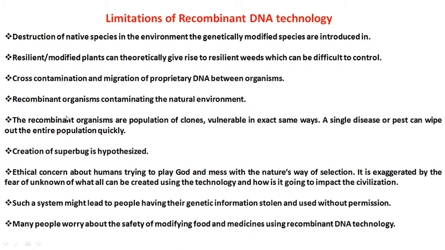Further, recombinant organisms can contaminate the natural environment. The recombinant organisms are populations of clones which are exactly the same. So if in a field you have grown hybrid plants, and any of those plants is infected by any virus or bacteria or any pathogen, the whole field can be destroyed because they have the same genetic makeup.